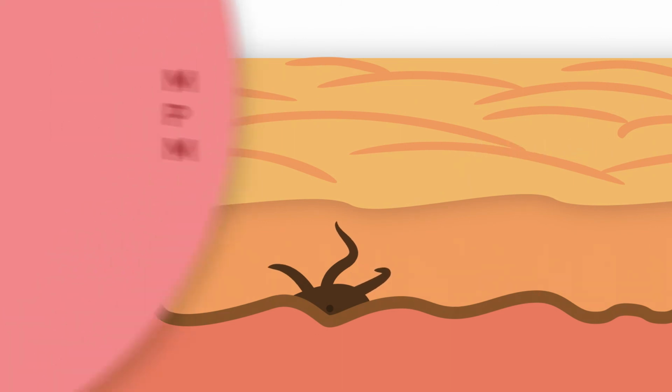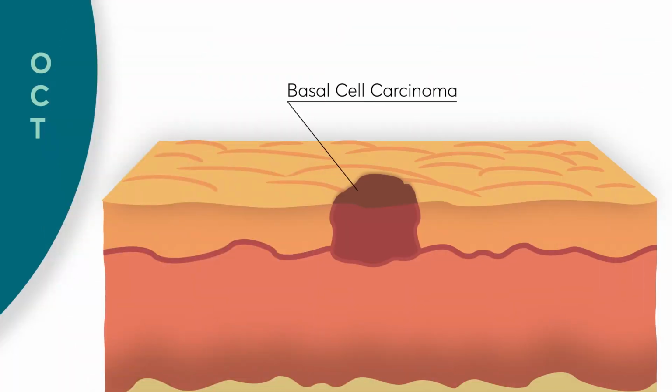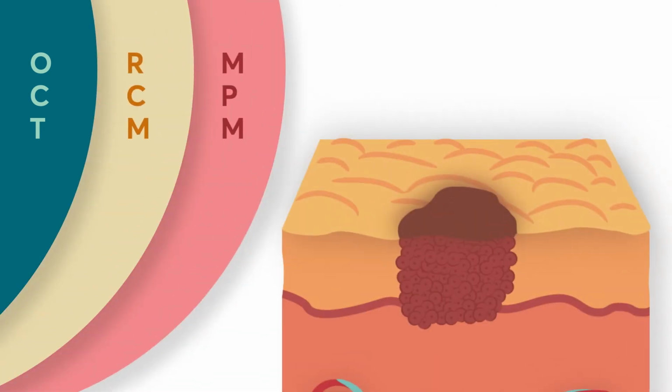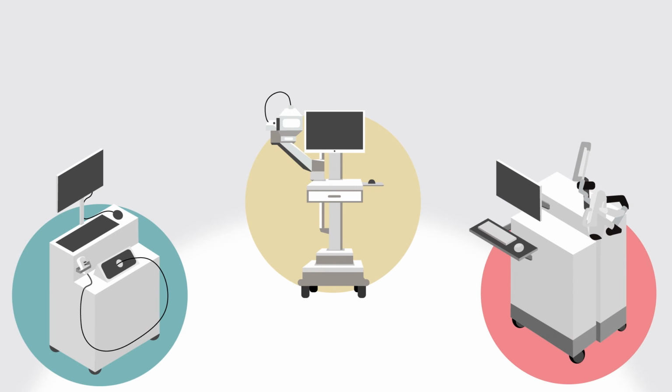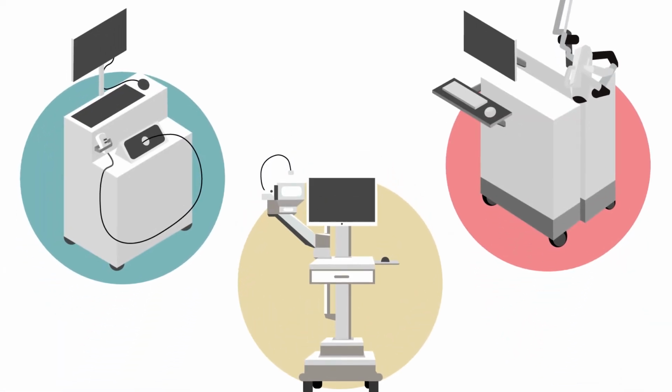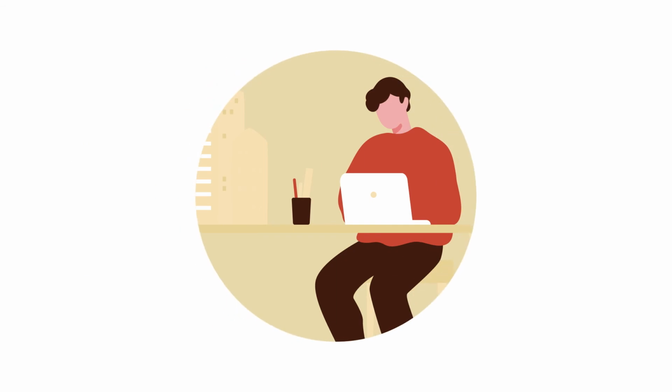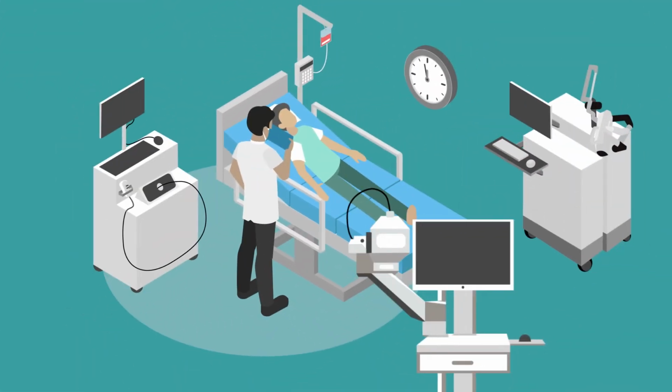For assessing the depth of penetration and extent of basal cell carcinoma, OCT combined with either RCM or MPM would be the best choice because OCT captures the overall morphology, whereas RCM and MPM can visualize the cellular structures inside BCC nests. While these are all promising technologies, there are ongoing efforts to improve upon and overcome their limitations. Collaboration among engineers, scientists, and clinicians is essential for identifying clinical needs and the right imaging approaches to address them.